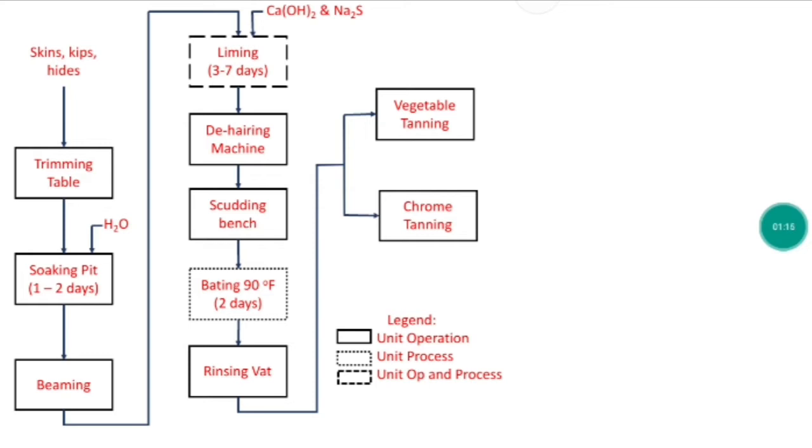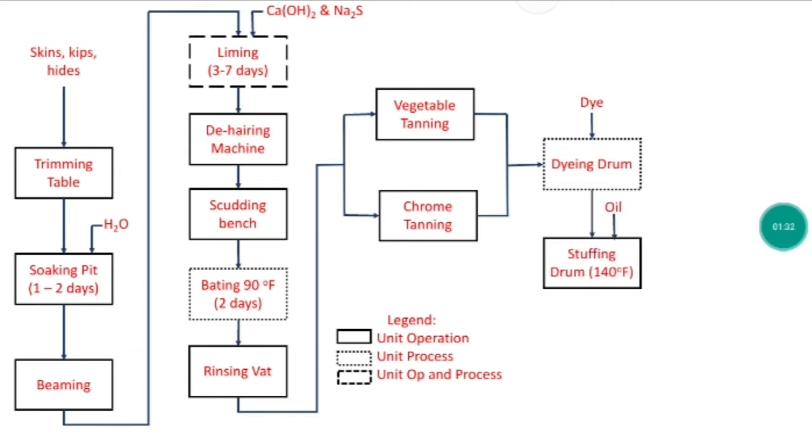There are two tanning methods, which are vegetable tanning and chrome tanning. After the tanning process, the leather is ready for the finishing operations. Finishing operations are somewhat similar for both methods of tanning. The tanned hides may be dyed. The leather is stuffed with oil.